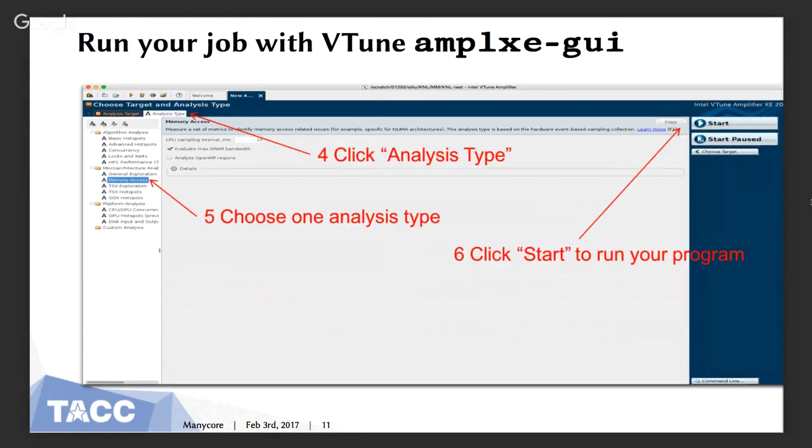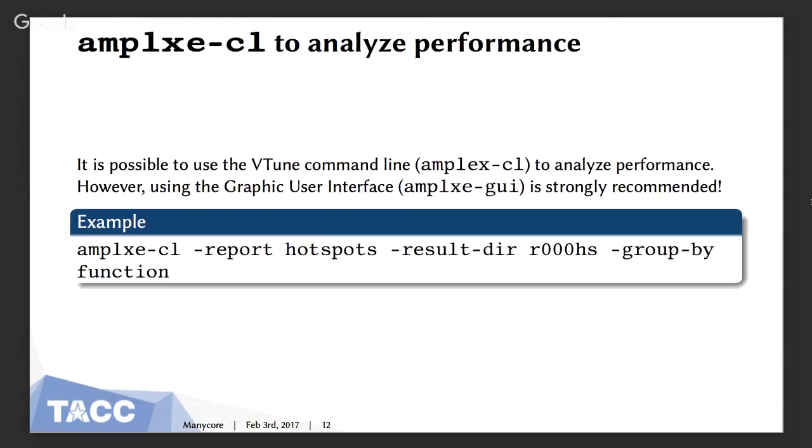You would choose your analysis type then. So you click over one to get this particular window. And so you can see the different analysis types on the left-hand side. So you would choose one of those. And then you would just start, and your program will run and be profiled simultaneously. You can do that through the GUI.